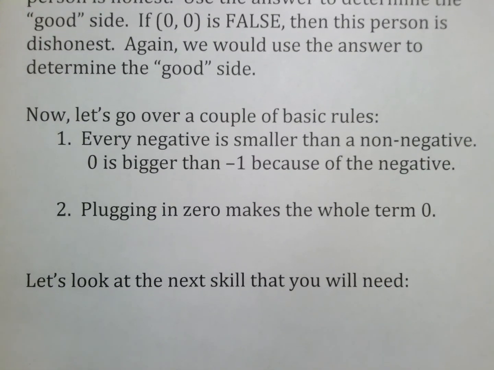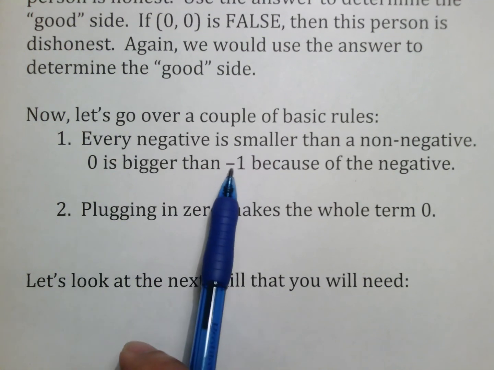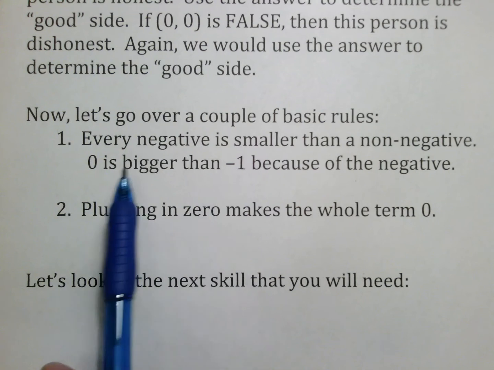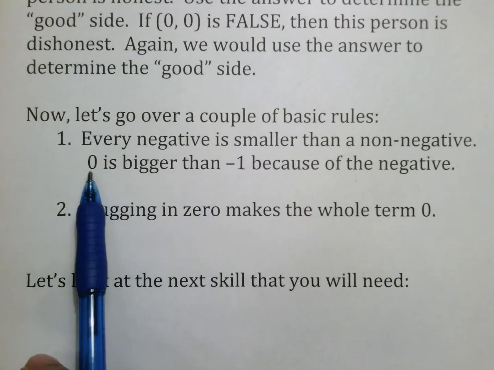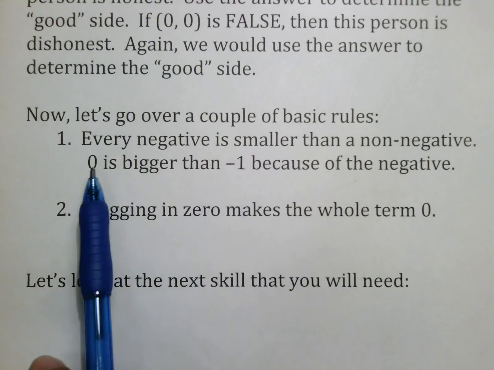When you go to test 0, 0, any number with a negative on it is smaller than any number without a negative on it. So when you see something about 0 compared to a negative number, this has a negative on it, which means that this has to be smaller because this doesn't have a negative on it. 0, remember, is a neutral number. So 0 is bigger than negatives. Alright, that's the first thing.